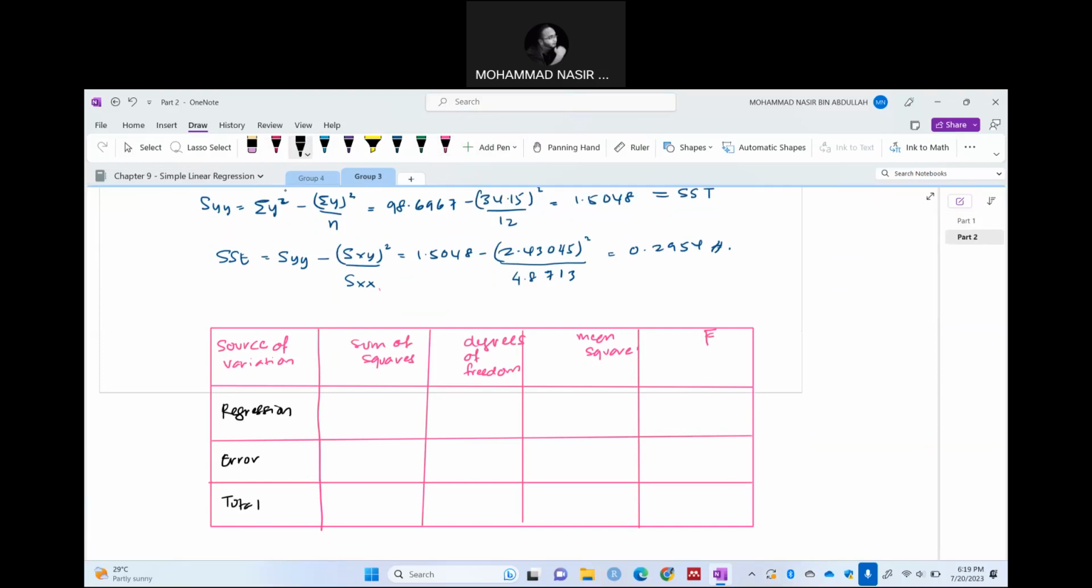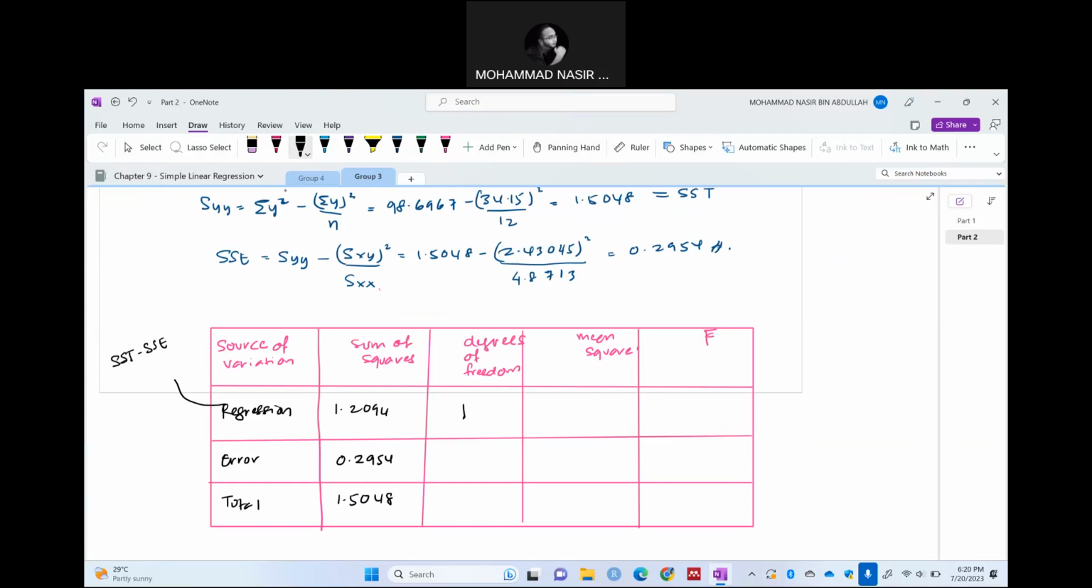So this is the table, and we plug in the values. Sum of square error is 0.2954. Sum of square total is 1.5048. To get the sum of square regression, we just take SST minus SSE. So this one should be 1.2094. The degree of freedom for regression is equal to 1 because you only have one independent variable.